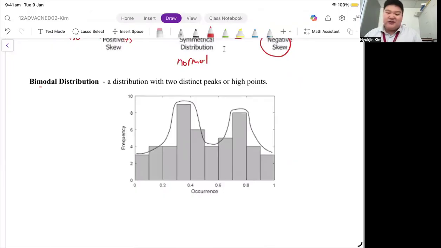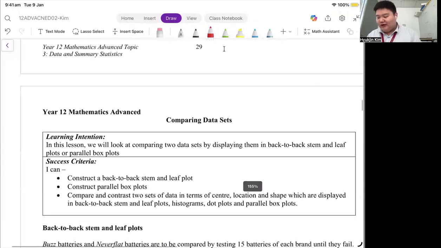bimodal distribution is one of the things that we hopefully don't get assessed because it's not that hard. And also, why bother wasting time? But bimodal just means there are two modes. Bi means two, modal means mode. Sometimes you can call them trimodal if they have three.